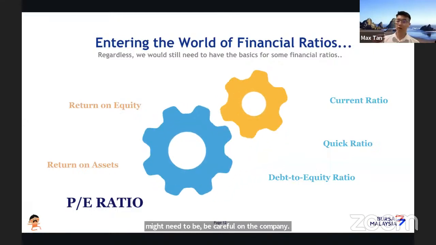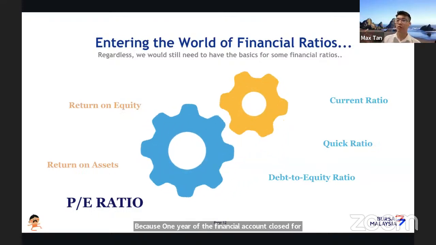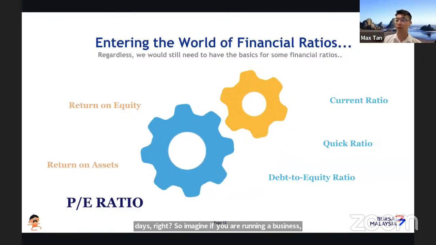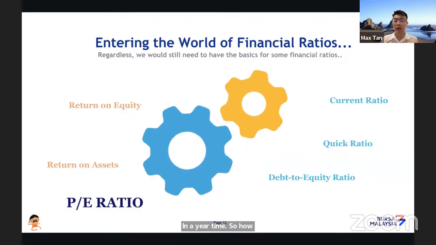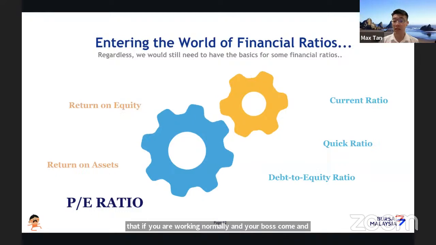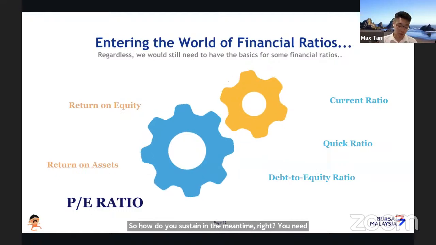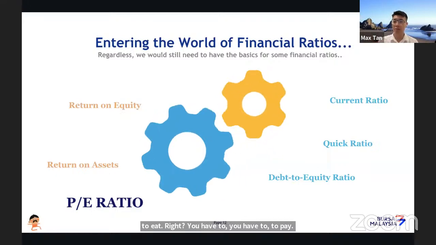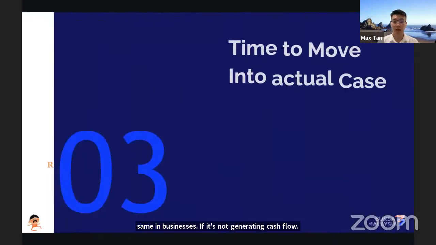Because 1 year of the financial account closed is 365 days, right? So imagine if you're running a business, you sell the product today and you couldn't get the cash back in a year's time. How bad would it be? Just imagine if you are working normally and your boss comes and tells you, okay, I'll pay your salary a year later. So how do you sustain in the meantime, right? You have a car loan, you need to eat, you have utility bills to pay, you have your phone bill and everything. So that is the same in businesses. If it's not generating cash flow, be careful with it, right?